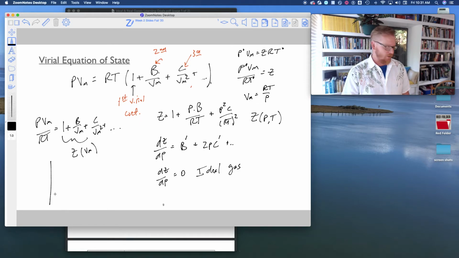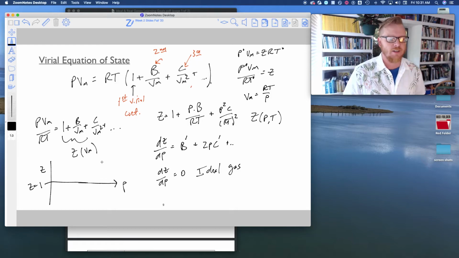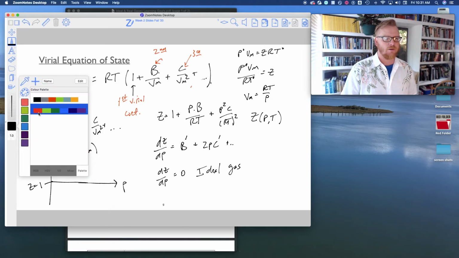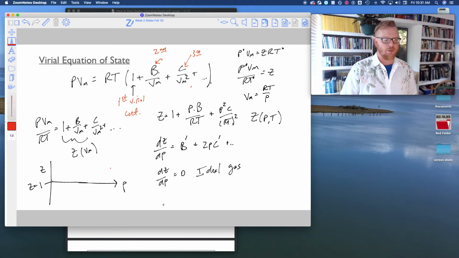I'll draw a graph right here, assuming I have enough room. This is going to look a little goofy, but here I've got Z on this axis and P on this axis. And this line that I'm drawing here is not the 0 line, rather it's the Z equals 1 line. Just go with me here. This is Z equals 1, which we know is the ideal line. And there are 3 temperatures I'm going to highlight. Let me make a different color here. At a high temperature, compression factor is going to increase like this.